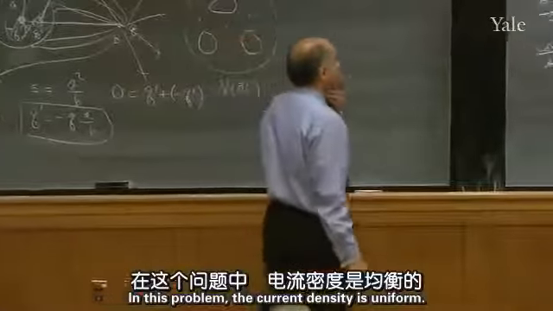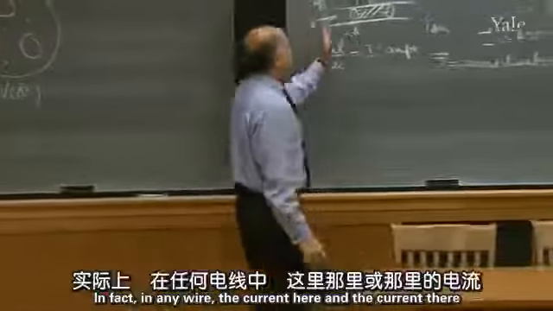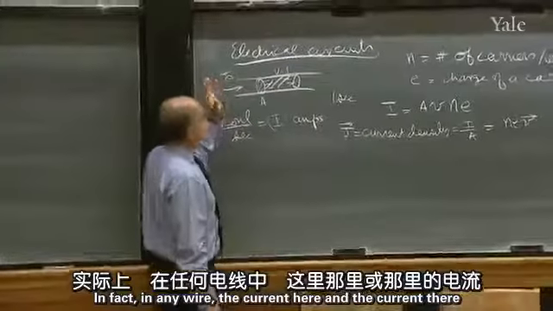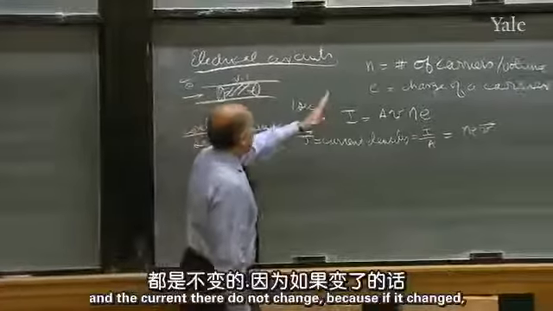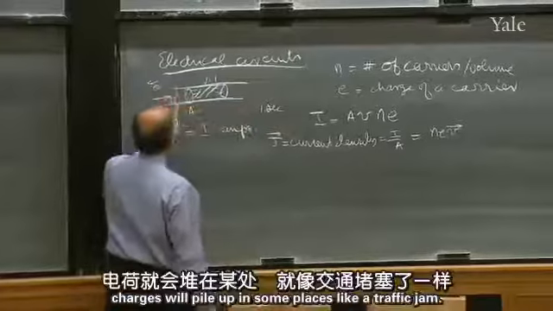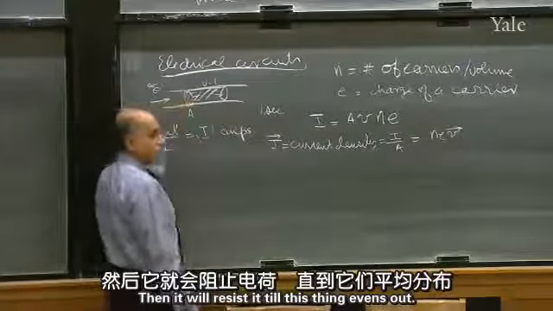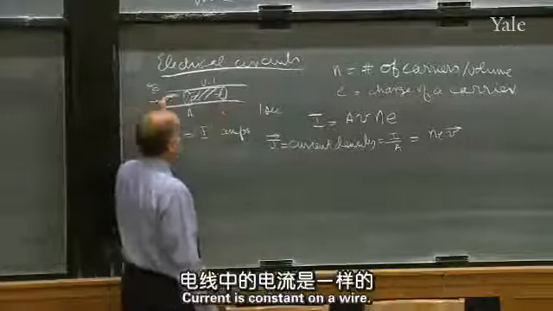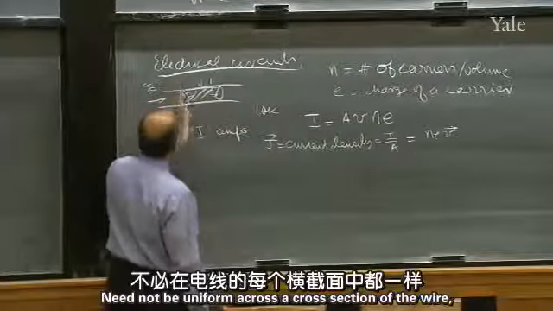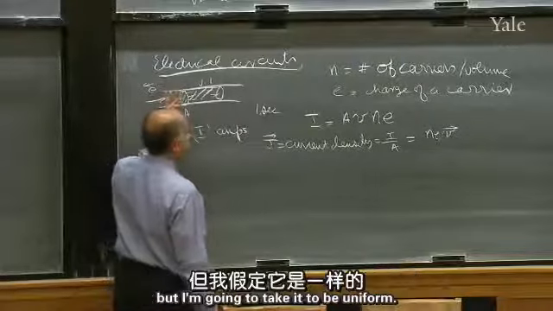In this problem, the current density is uniform. In fact, in any wire, the current here and the current there and the current there do not change, because if it changes, charge will pile up in some places, like a traffic jam. Then it will resist it till this thing evens out. The current is constant on a wire. Need not be uniform across the cross section of the wire, but I'm going to take it to be uniform.